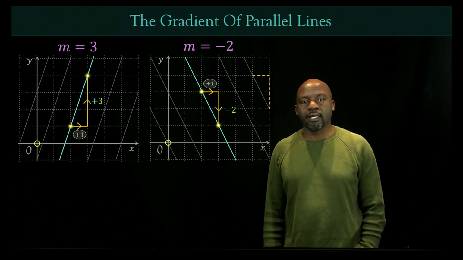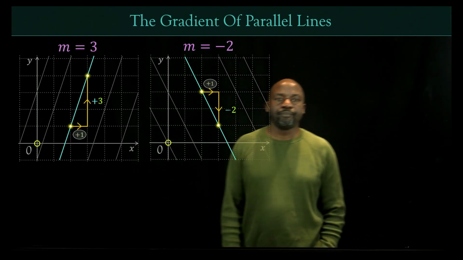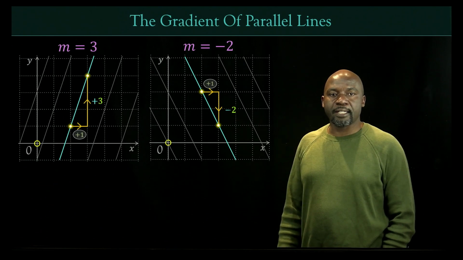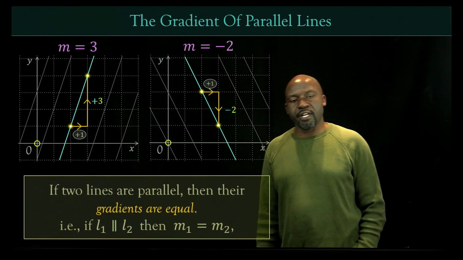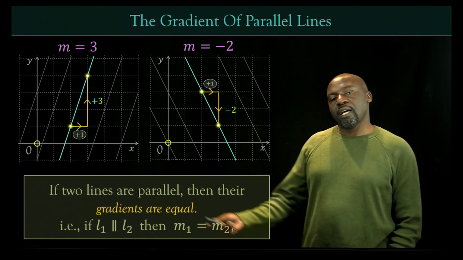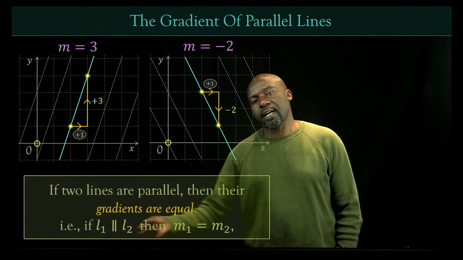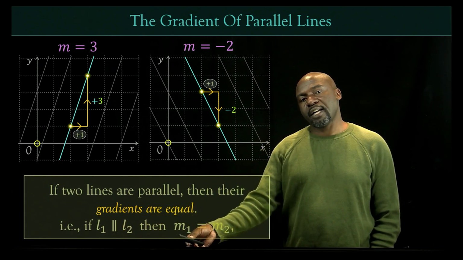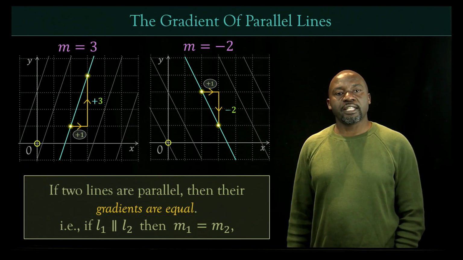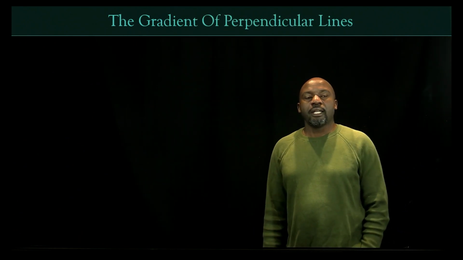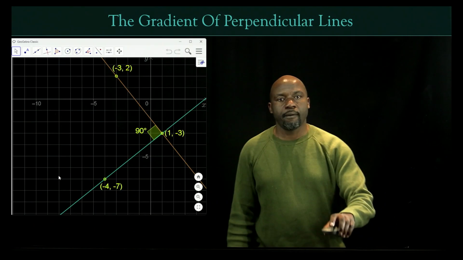We will write that as a mathematical statement: parallel lines have the same gradient. If two lines are parallel, then their gradients are always going to be equal. And this is how we would write it mathematically: if L1 is parallel to L2, then M1, that is the gradient of the first line, must be equal to M2, which is the gradient of the second line. Keep that in mind.